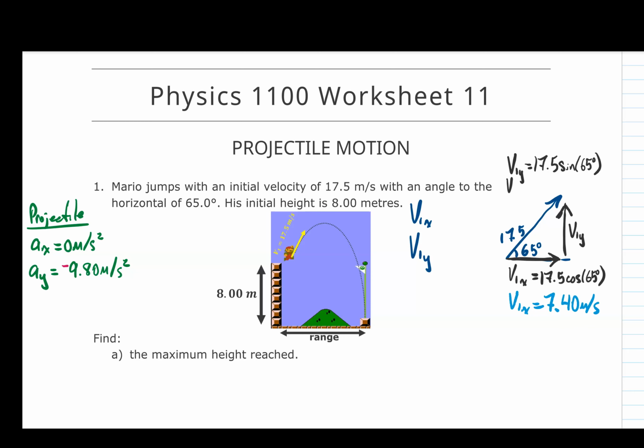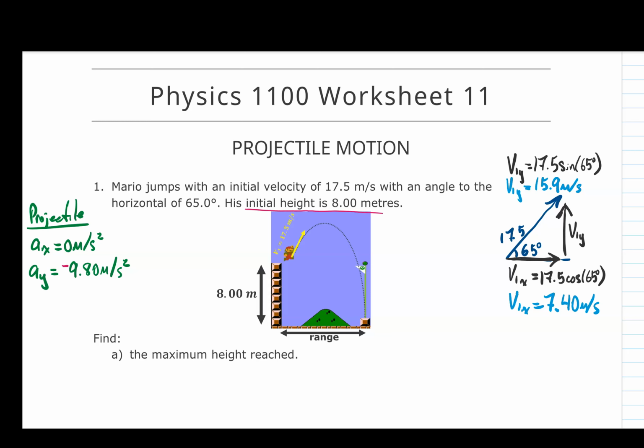What we were doing was V1y, so V1y equals whatever this calculates out to, which is 17.5 sine 65. That's 15.86, or I'm going to round it to 15.9. So let me go ahead and make that a nice color so that we can refer back to it if we need to. Okay, so now we have everything we need, really. At least we have almost everything listed that was given in the initial question. The other thing that I know is this. I know that the initial height is 8 meters.